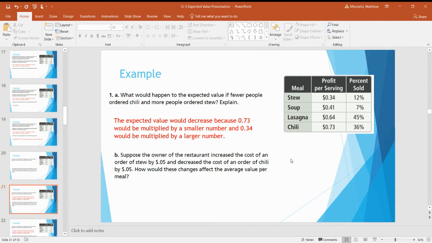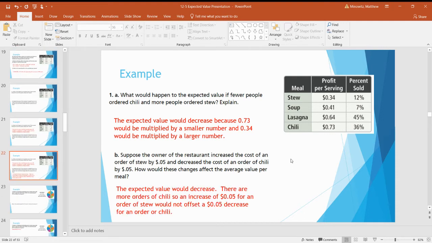Now, suppose the owner of the restaurant increases the order of the stew by 5 cents and decreases the order of the chili by 5 cents. What happens? Now we see the expected value once again is going to decrease because there are more orders of chili than there are of stew. So 12% of the time we're going to get 5 more cents, and 36% of the time we're going to get 5 less cents.